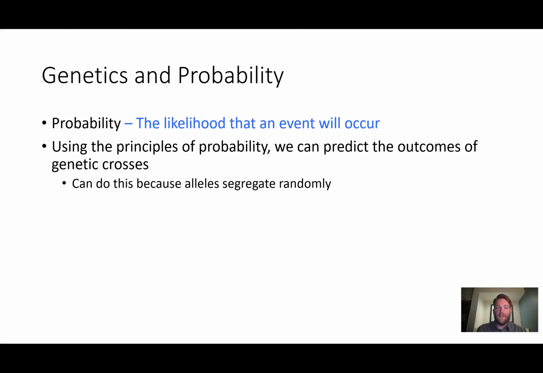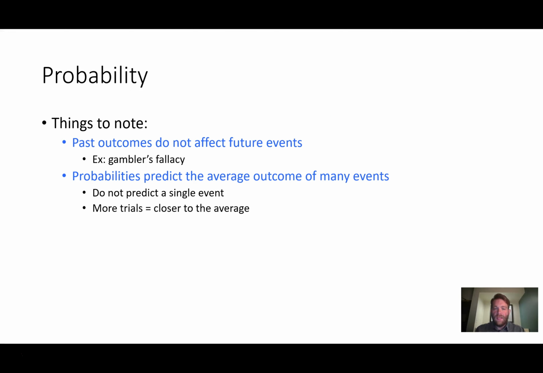And so you can do this because our alleles segregate randomly, right? We know that during independent assortment they're going to line up on that metaphase plate in different places, and because of where they line up, that's going to lead to their final offspring having this mix-up of different genes. So there are some things to note about probability and some assumptions that people usually make, like thinking that this is how it has to be.